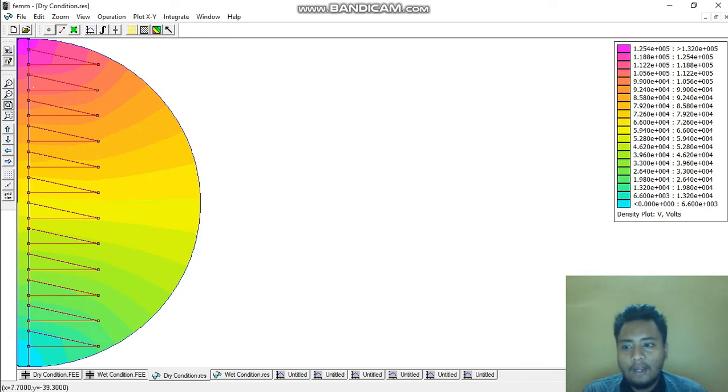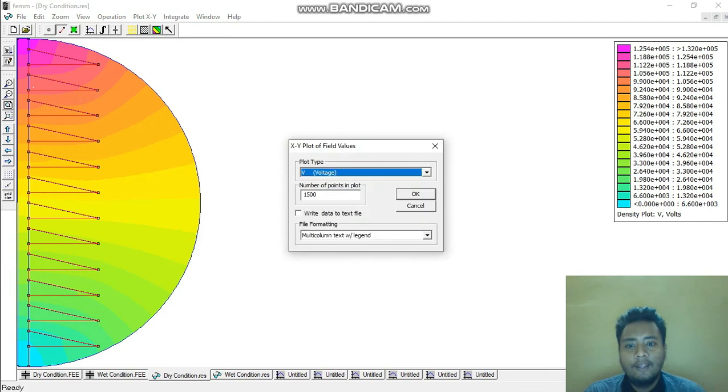Okay, and then we must observe the voltage and magnetic field behavior using a graph. Okay, if you want to look at the voltage graph, you can click the graph button, and then you choose the voltage.